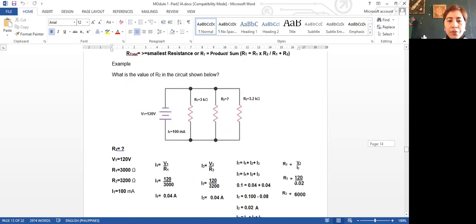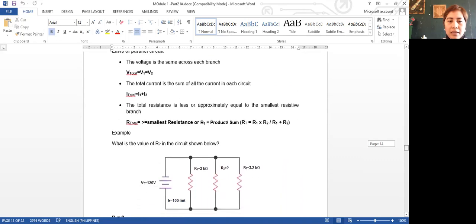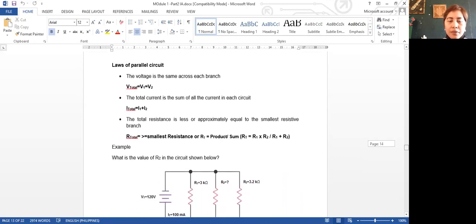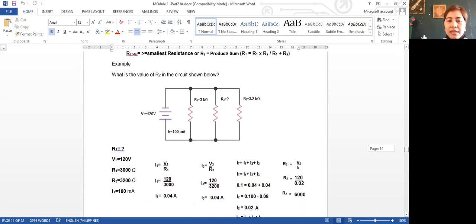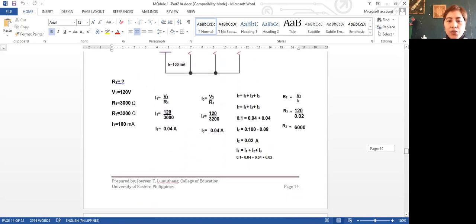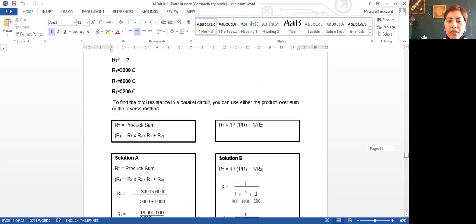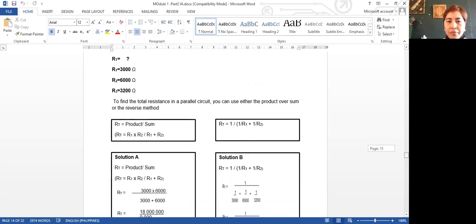Now, we're in the parallel circuit. Take note, class, that we have here one of the laws. It's stated here, the total resistance is less than or approximately equal to the smallest resistive branch. So in getting the total resistance for the parallel, we can use either the product over sum or the inversion or the reverse method.